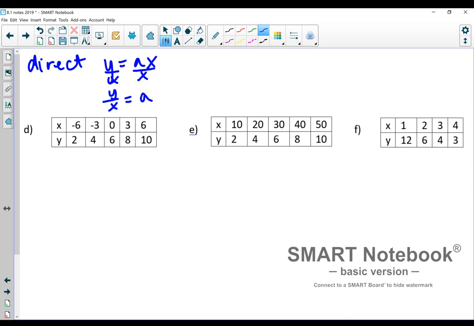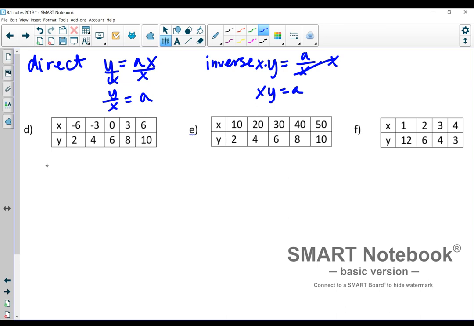So if I take all my y's and I divide with the corresponding x's and I get a constant, then I have direct. If I look at inverse, we know that inverse is y equals a divided by x. And again, I'm solving for that constant of variation because I have x and y already. And I multiply both sides by x, then I have xy equals a. So if I can multiply my x and y together and get a constant, that's when I know that I have inverse. So we're just going to go through and try these.